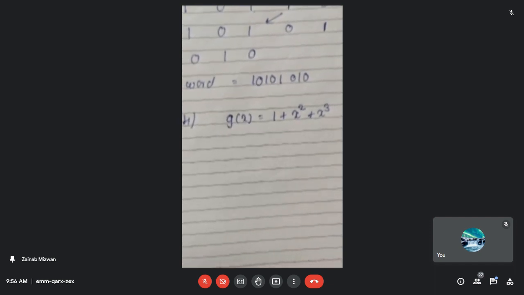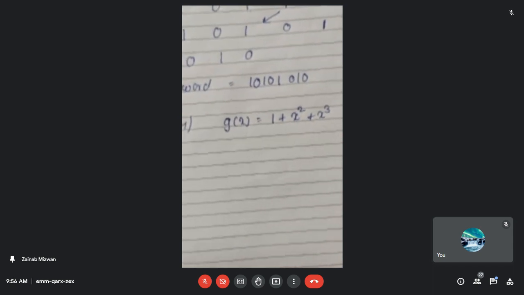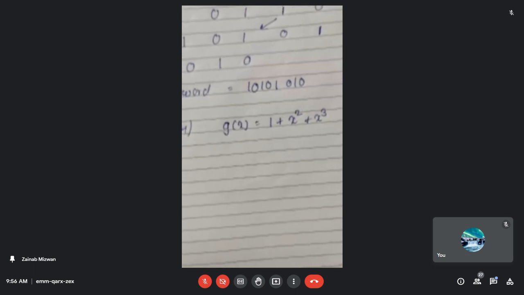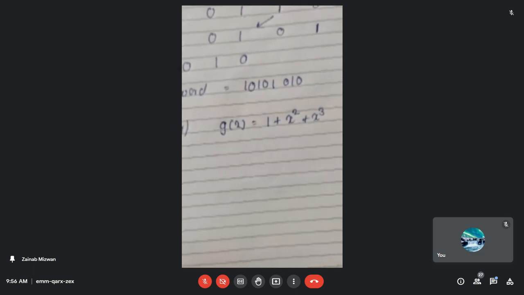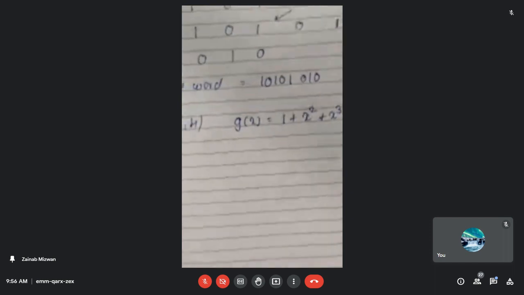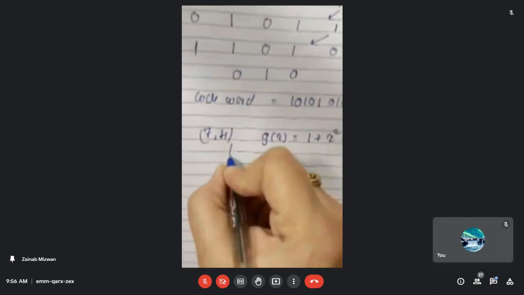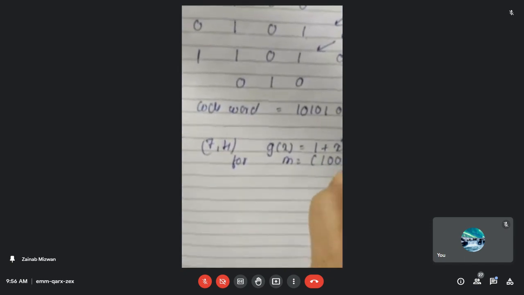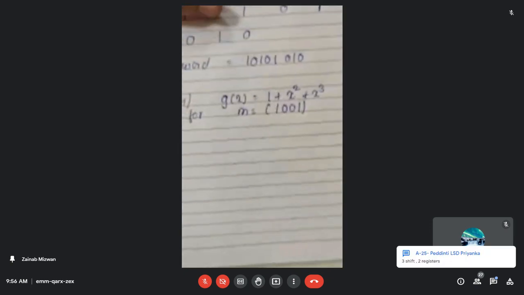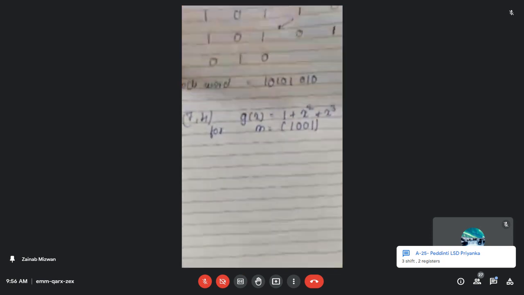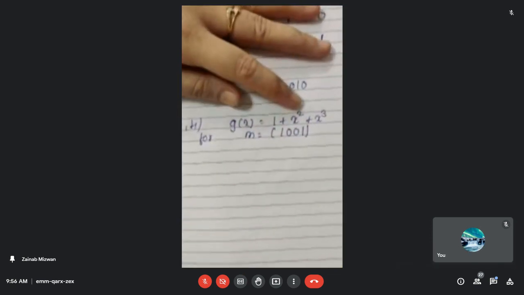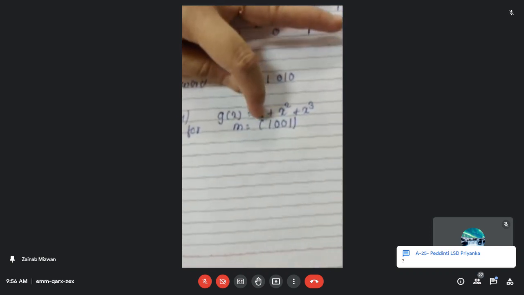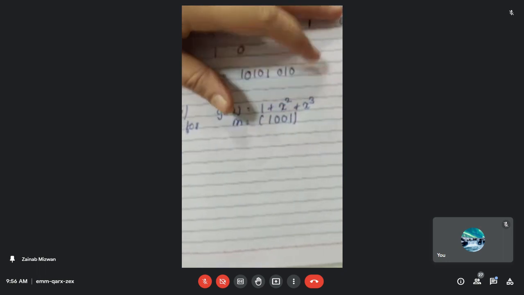Design an encoder and find the code word for message m equals to 1001.